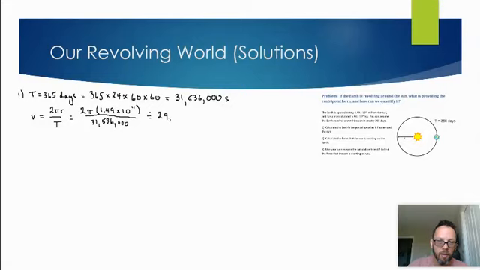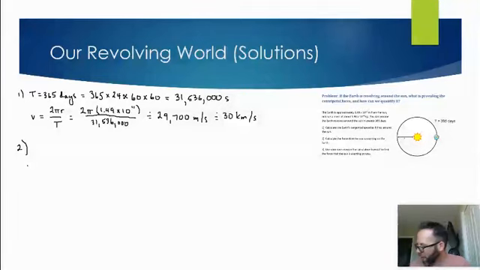So approximately 29,700 meters per second, or basically 30 kilometers per second is what we're zooming around the sun at, which is pretty cool if you think about it. That's pretty fast. All right, for number 2, let's calculate the force that the sun is exerting on the Earth.